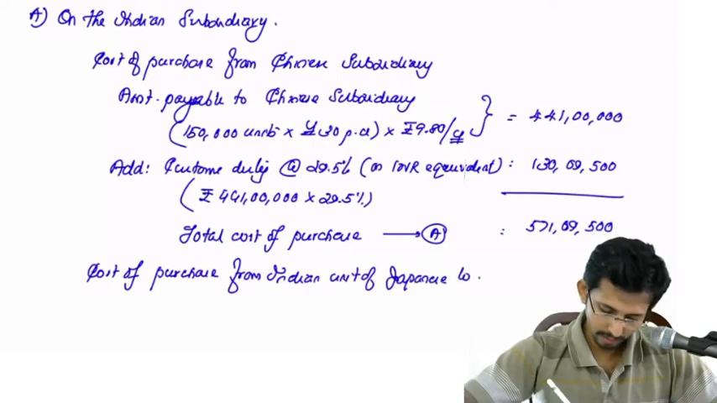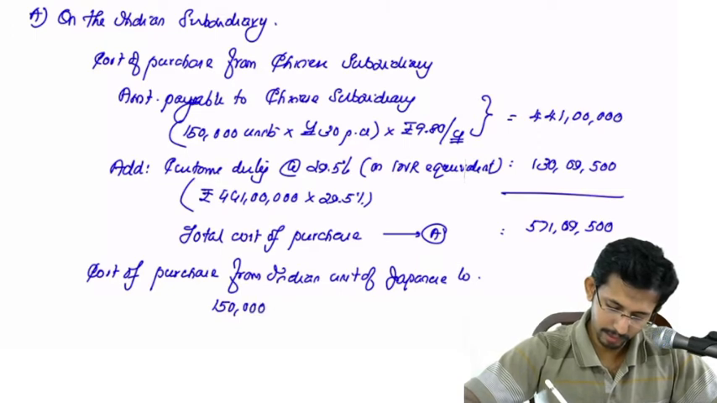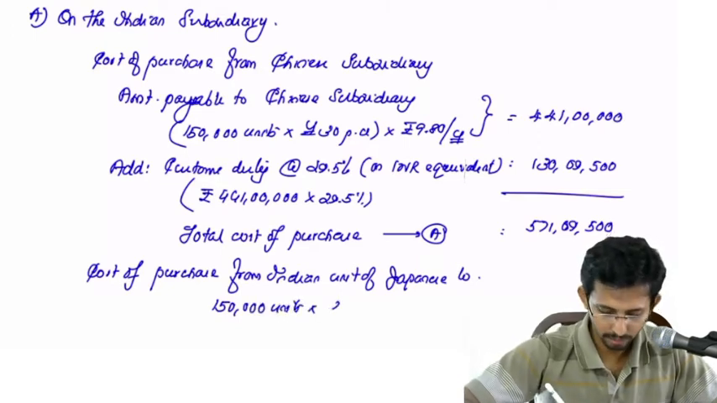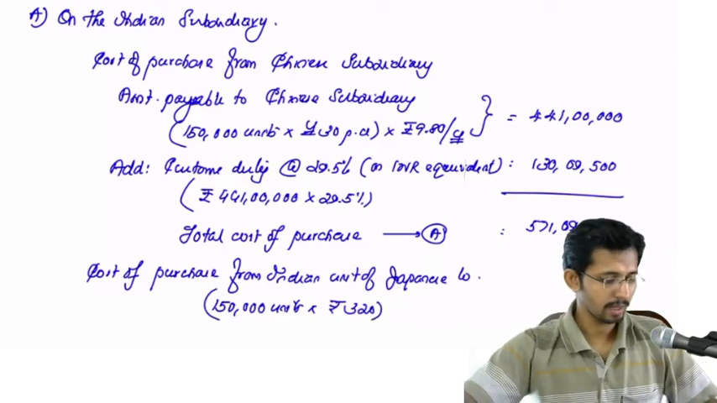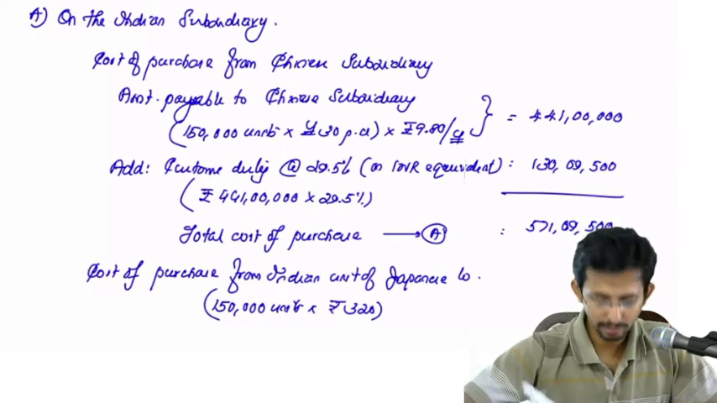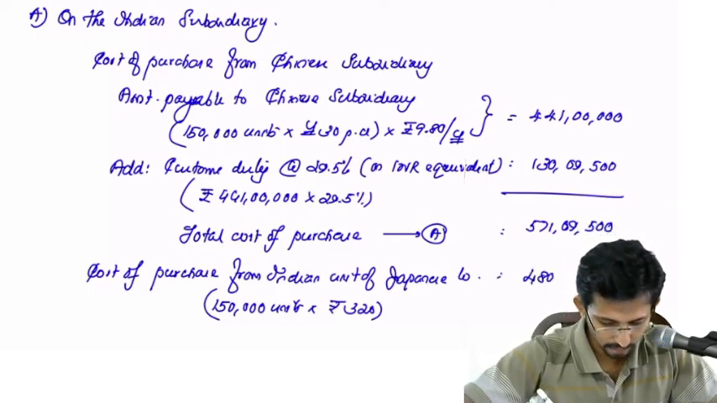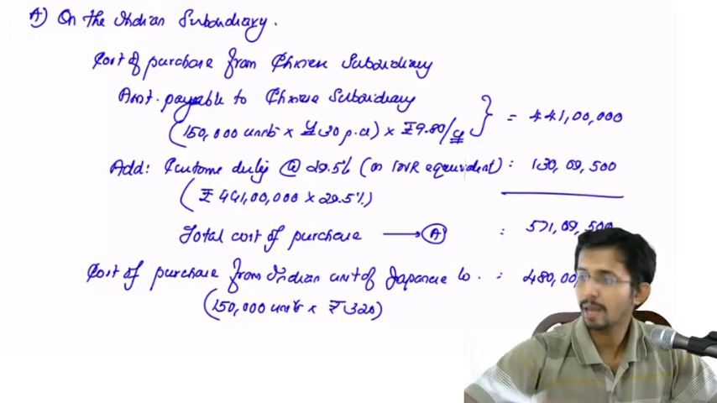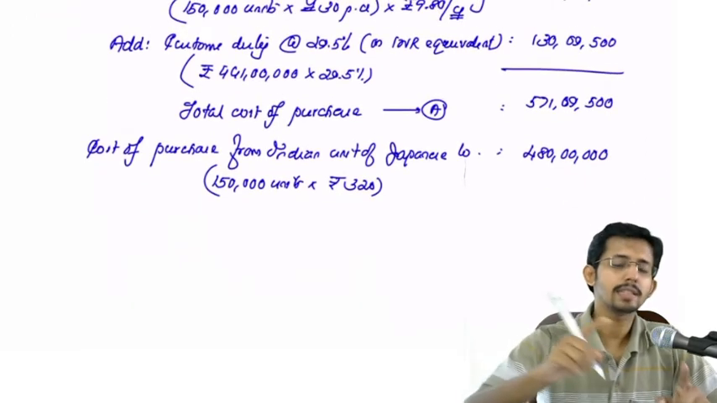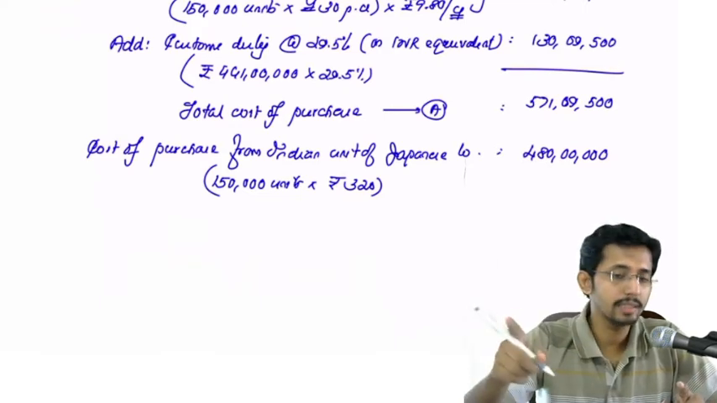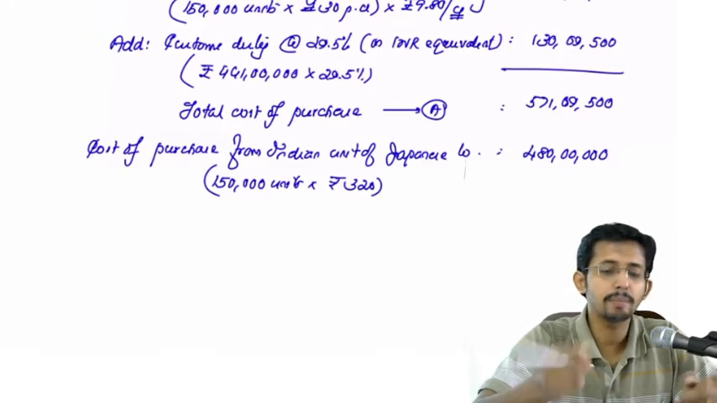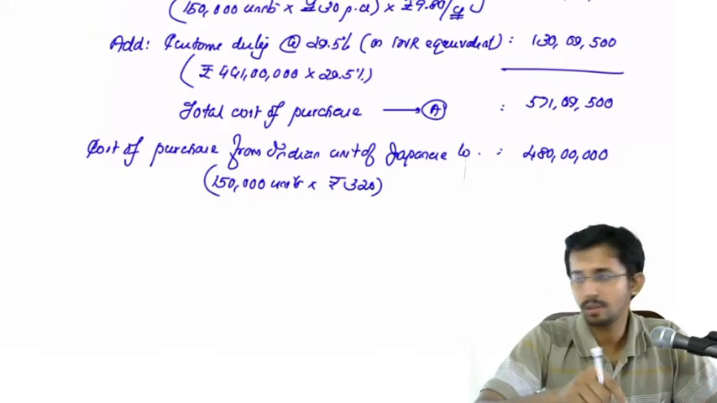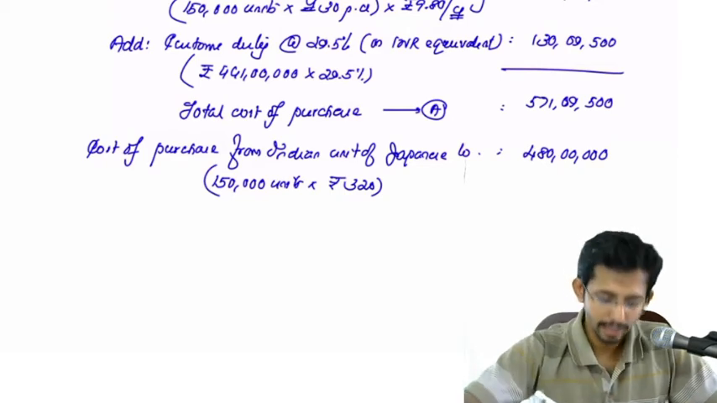Japanese company. How much? 1,50,000 units into 320. 1,50,000 into 320, that is 4 crore 80 lakhs. So what happens is, if the Indian subsidiary is going to import the goods from the Chinese subsidiary, they are going to pay a total of 571,09,500, whereas if they are purchasing it from the Indian unit of the Japanese MNC, they need to pay only 480 lakhs.